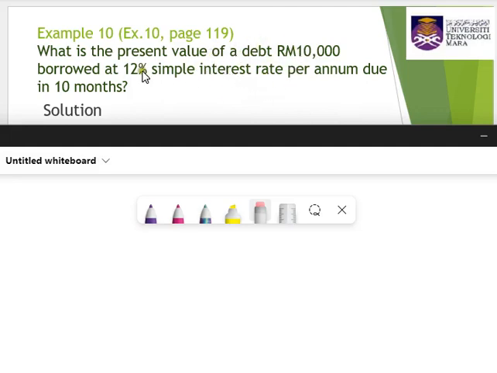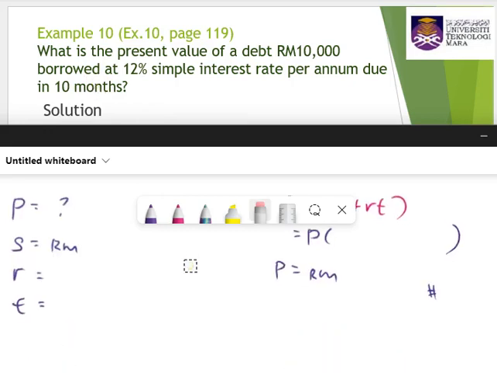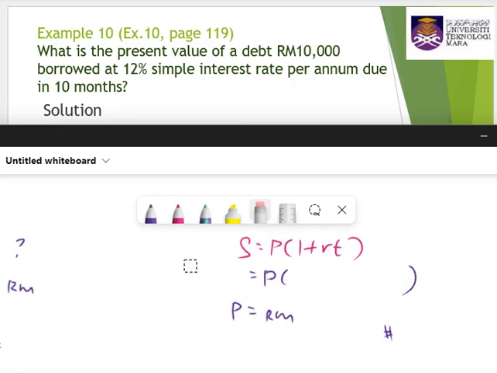Okay, because the debt here is the money that you have borrowed at the end of the story. Okay, and 12% is the r, 10 is the t, but do remember the t is in year, so you may need to convert to year because the question here is given in month. So do remember to have all the listing. Okay, so we don't know the present value, so just let it be. So what is the s value here? Okay, that is the debt here.